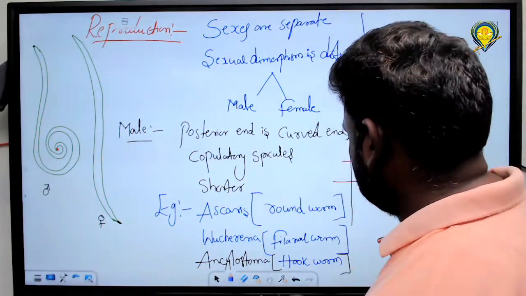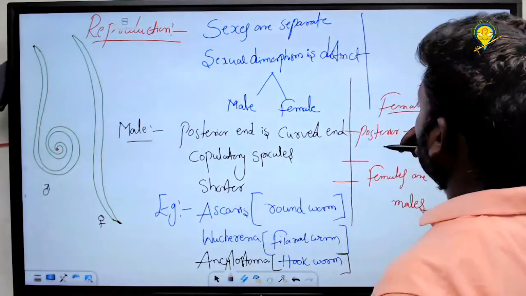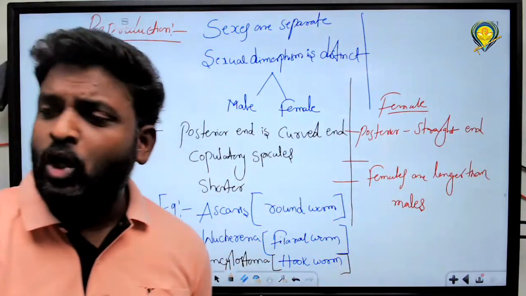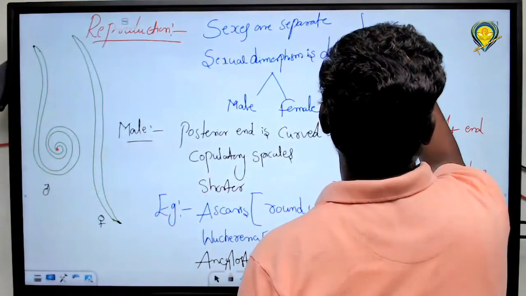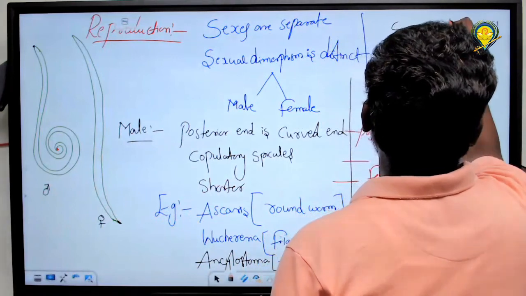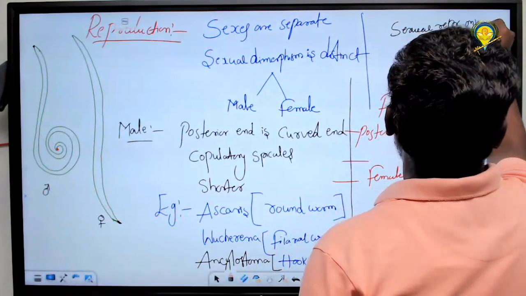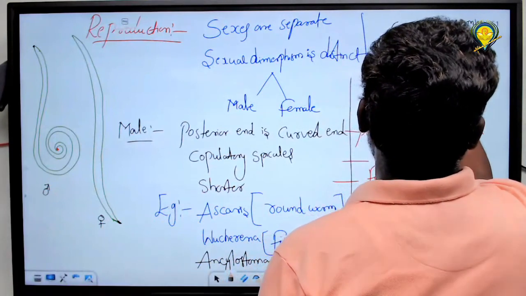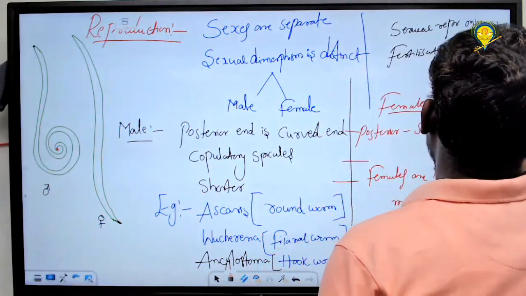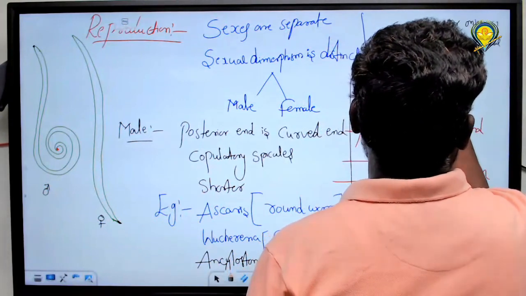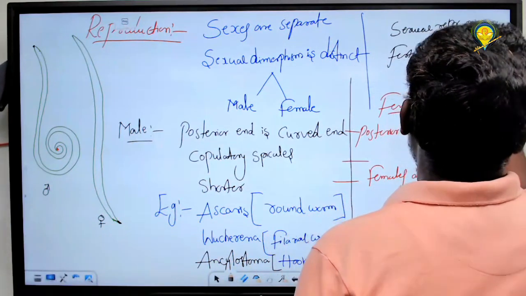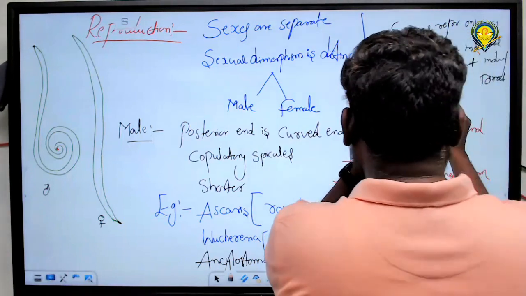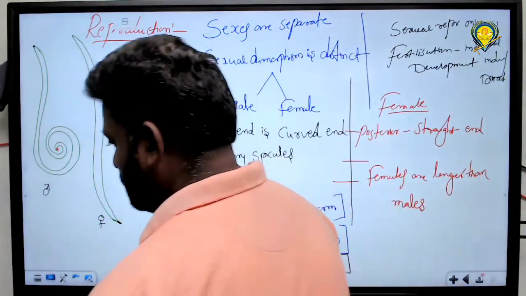Next one. Reproduction takes place only through sexual or asexual? Only through sexual reproduction. Please write it. Sexual reproduction only, right? And next one: fertilization is internal or external? As it is a parasite, tell me. Internal. And development is indirect or direct? Indirect, right. These are the examples for that.